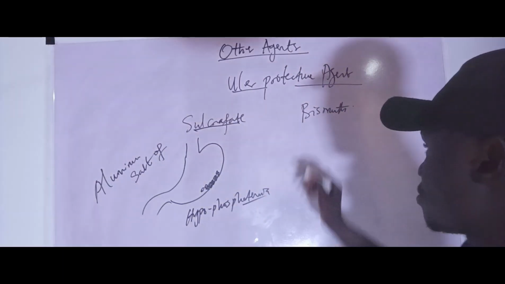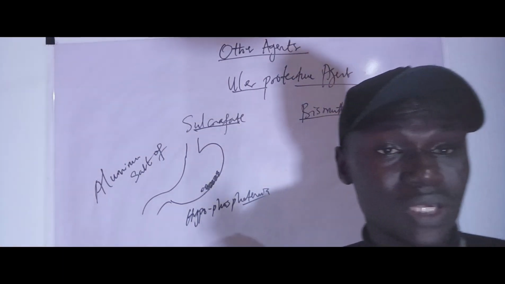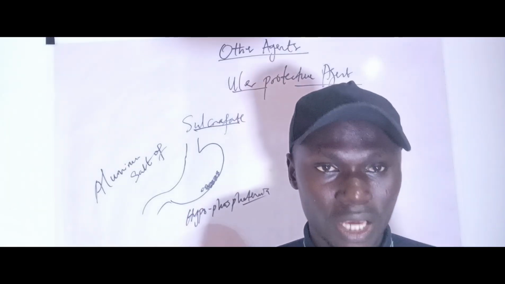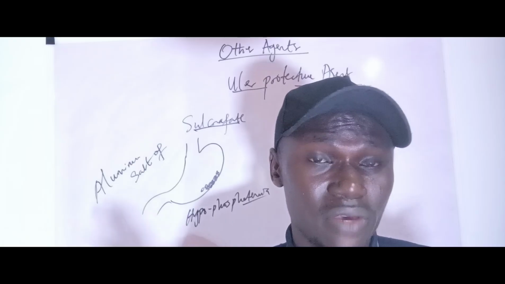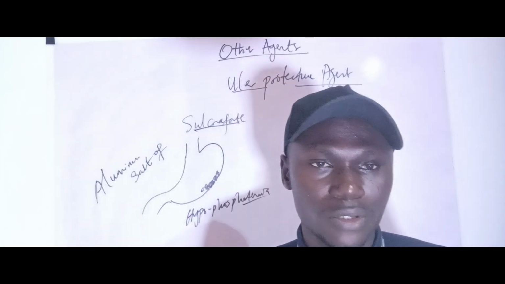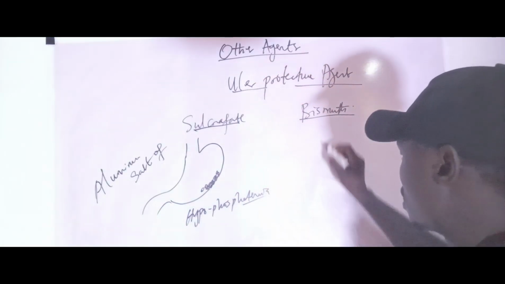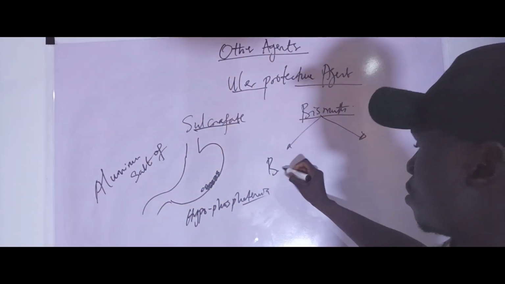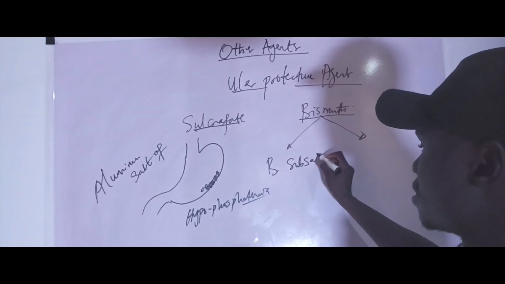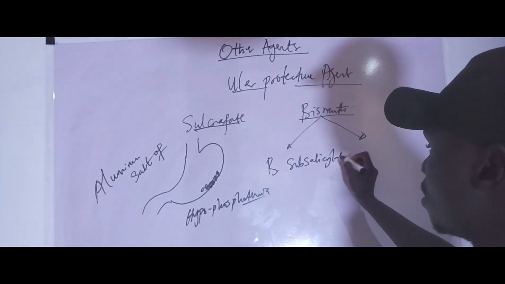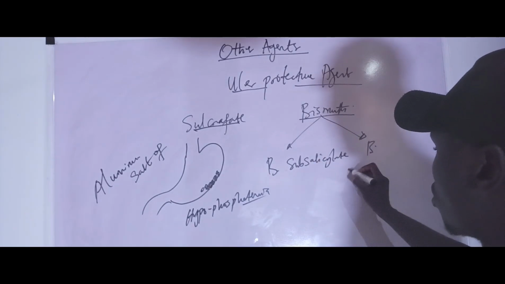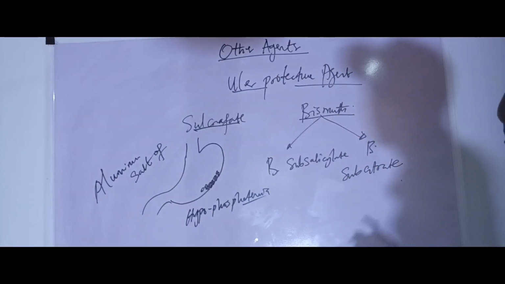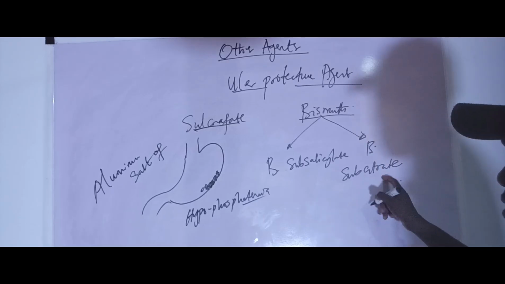Now come to bismuth. Again, bismuth is also an ulcer protective agent. They also cause that lining. They protect the ulcer. They are called what? Ulcer protective agents. Now there are two types of bismuth. Take note of this. We have bismuth subsalicylate and bismuth subcitrate.